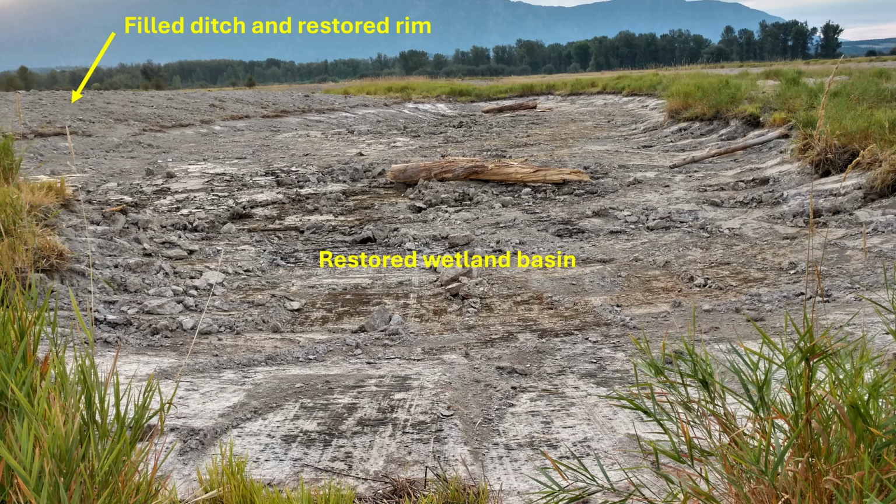The ditch has been filled and the natural rim surrounding the wetland basin has been restored. Restoring the rim involves building a short section of dam on top of the groundwater dam. The above ground dam will be only 20 inches high and it will have slopes of only 5% or less.